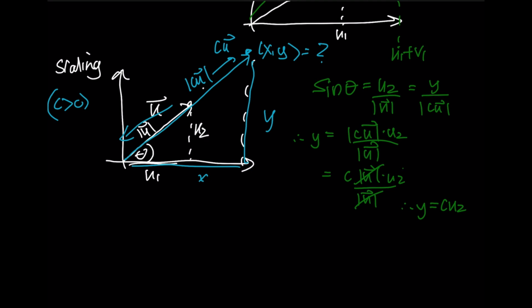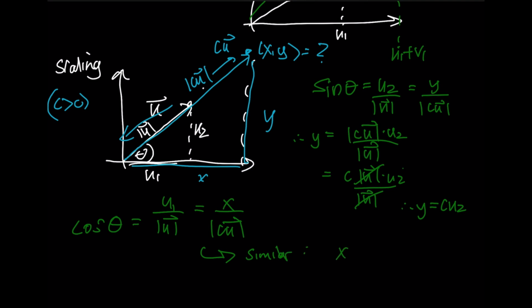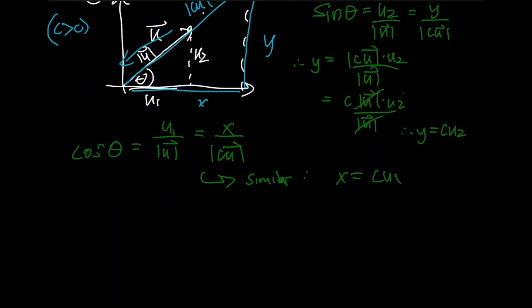Now, similarly, if I wanted to talk about the cosine of theta, it would be u1 over the length of u, and that could also be x over the length of cu. And if I repeat the same argument, I would find that x has to be cu1. If I talk about scaling, all that ends up happening is I scale the individual components of the vector, regardless of whether I'm in R2 or R3.